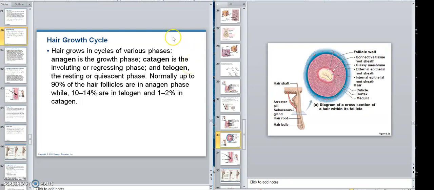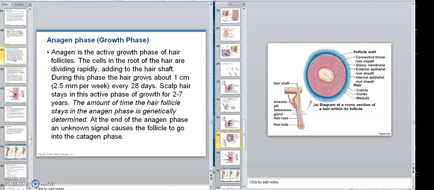So hair grows in cycles of various phases. Anagen is the growth, catagen is the involutional regressing phase where it really is not doing anything, and telogen is really when it falls out. Normally up to 90 percent are in anagen, while 10 to 14 percent are in this, and so forth. These are just kind of sitting there, the catagen. All right. So anagen, the growth phase.